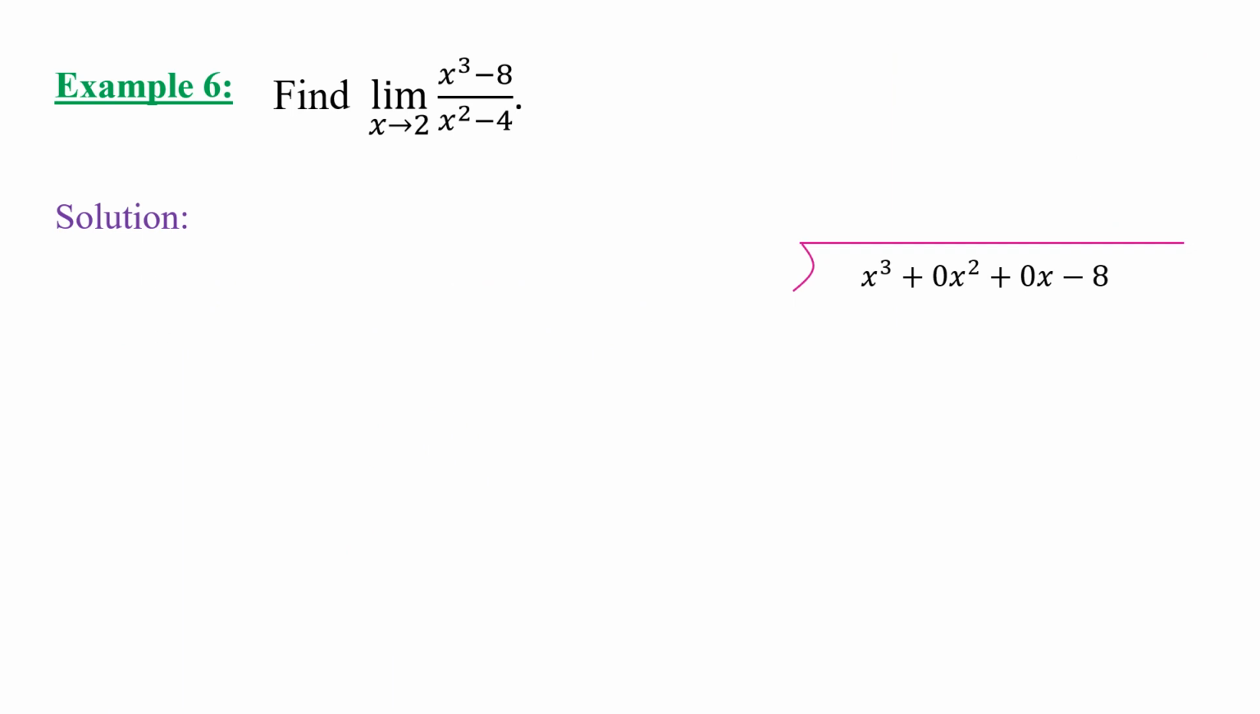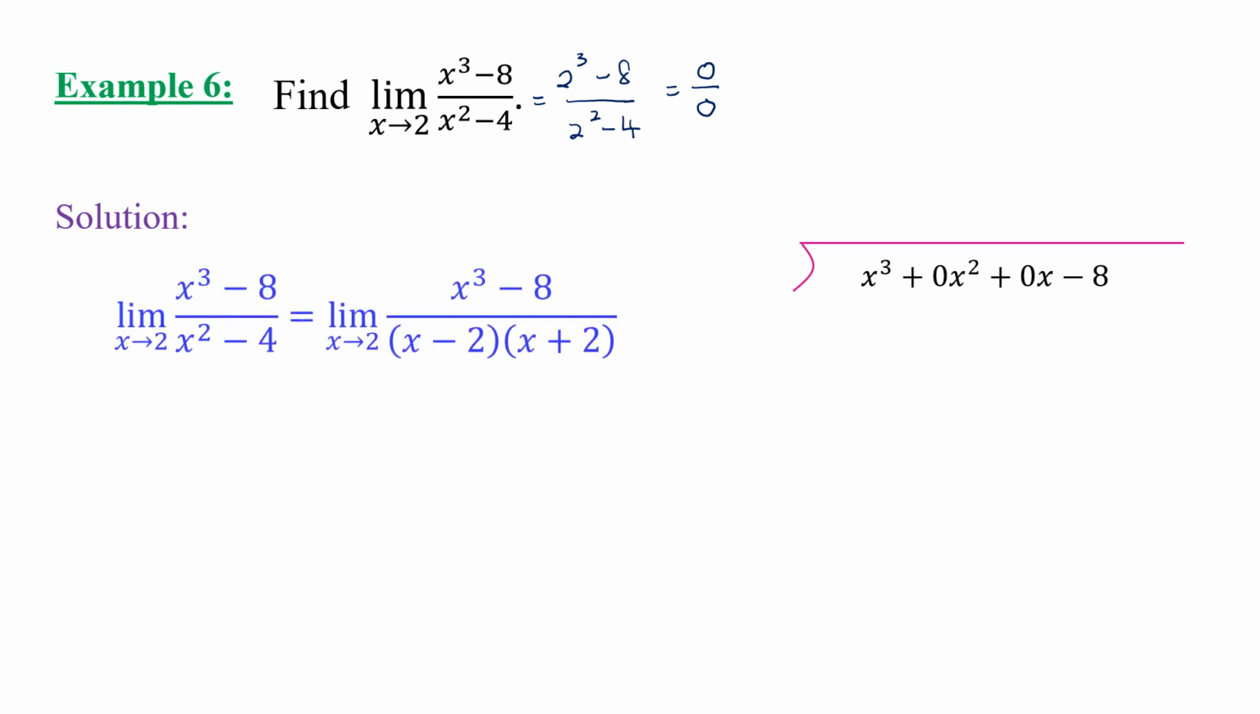Example 6. Find the limit as x approaches 2 of (x cubed minus 8) over (x squared minus 4). So we use direct substitution, and what we have here is (2 cubed minus 8) over (2 squared minus 4), and we get 0 over 0. 0 over 0 is undefined. Okay, there is something that we need to do here. What we should do is factorize the expression. For the denominator, x squared minus 4, we can factorize into (x minus 2)(x plus 2).